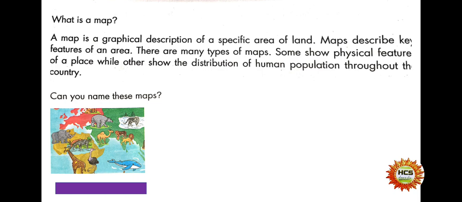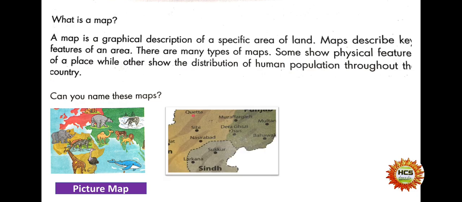This is a picture map. What is this? This is a picture map. Write down picture map in this box. Now look at the second picture. Which map is this? This is a political map.